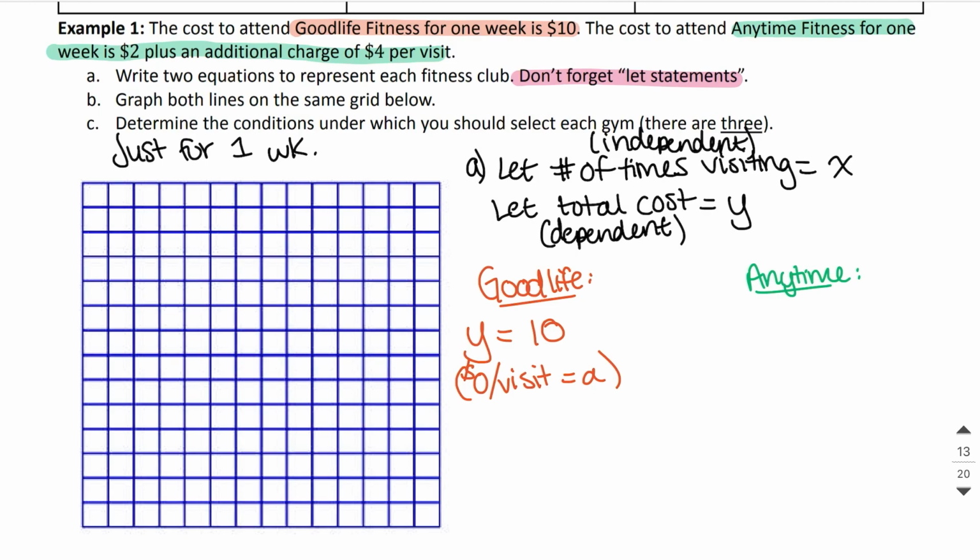All right, now for Anytime Fitness, our total cost, we have to pay $2, right? It says we have to pay $2 plus an additional $4 per visit. Okay, so let's go ahead and write out, graph out what's happening here. So on our x-axis, we're always going to put our independent variable.